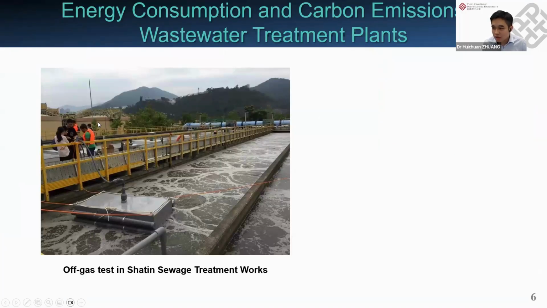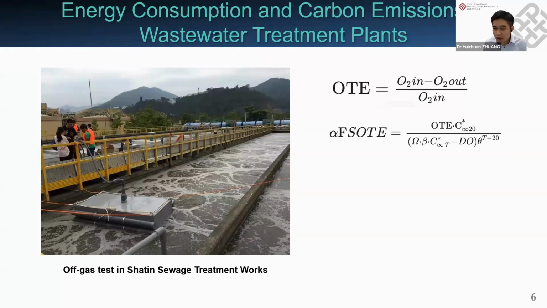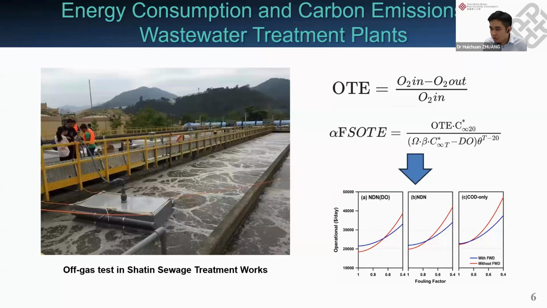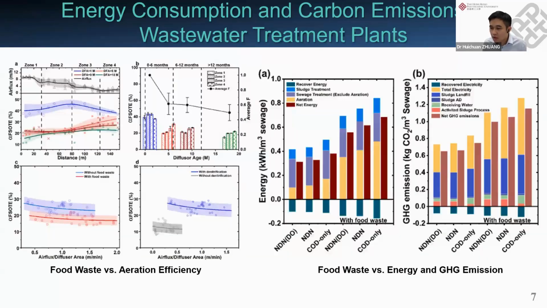So to estimate the aeration efficiency challenge of food waste introduced, we did some field study about the off-gas test to test the different aeration efficiency. You can see in this picture, we create a hood to collect the off-gas of the aeration. By comparing the oxygen concentration in the off-gas and also the different parameters, we can estimate the aeration efficiency in different sewage treatment plants. So here are some results of this test.